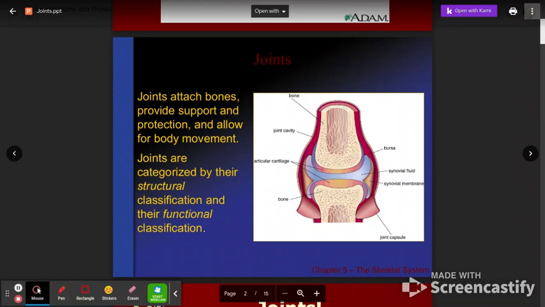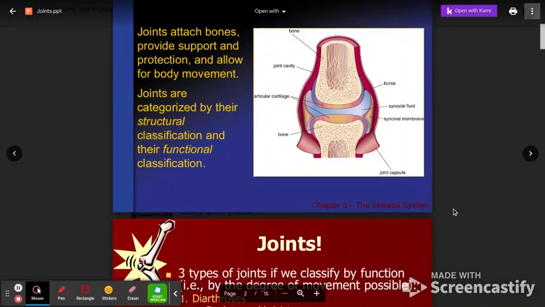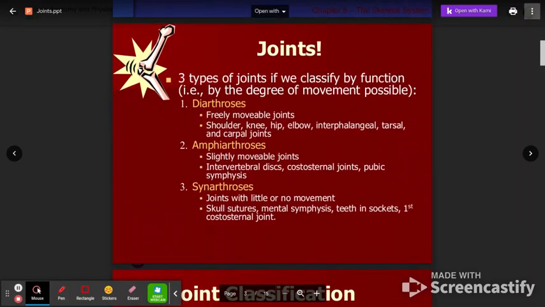3 types of joints if we classify by function. So keep in mind that we are on function. What does it do? By the degree of movement possible. So diarthrosis, there's a lot of terms here you maybe have never seen before, but di means two. These are freely movable joints. So think about the logic.